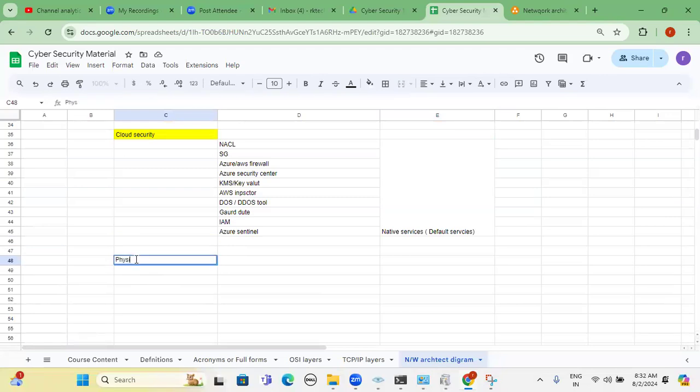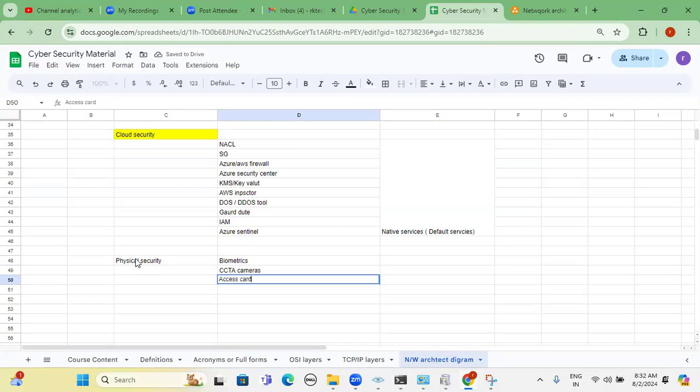Next one, physical security, you already know this one. Biometrics, CCTV cameras, access cards, fingerprints and everything will fall under physical security.